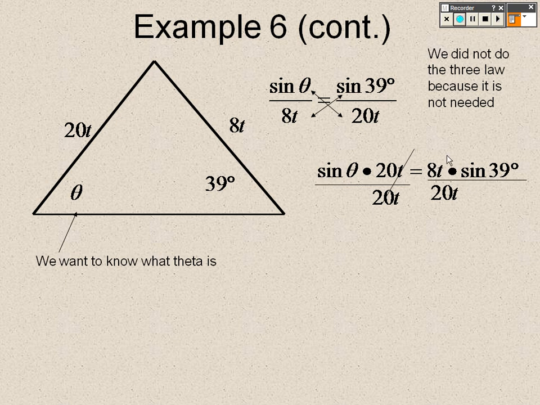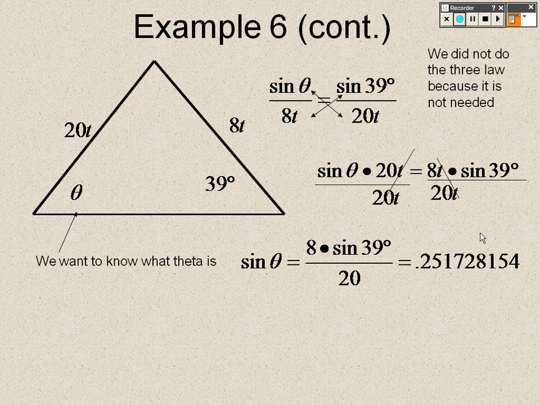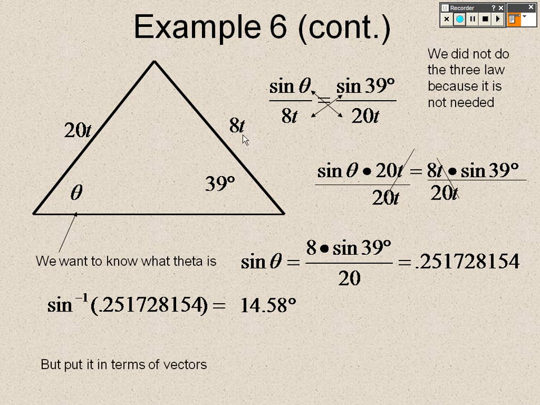And the reason why this is okay, even though there's another letter, is the t's will end up canceling out, giving me 0.251728154. So remember, to find an angle, you need to do the inverse sine or sine of -1. So it's sine of -1 of 0.251728154. So if the boat goes at about 14.58 at that angle measure at 20 miles per hour, it should intercept the school of fish coming on the side.